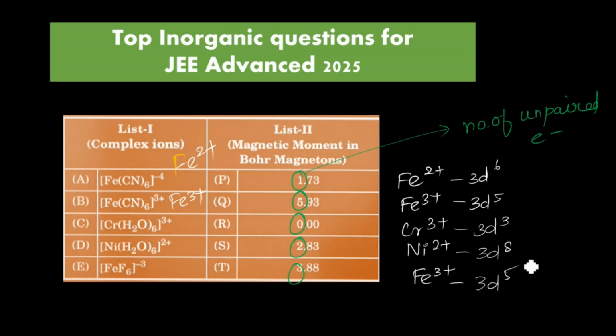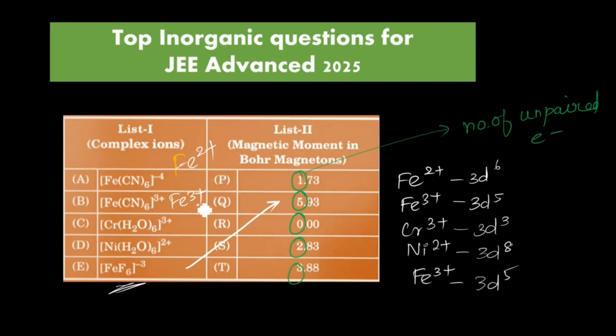Okay, so which has the highest number of unpaired electrons? Obviously among these, the fluoride ligand is a weak field ligand, so it will not undergo pairing. So 5 to Q. So this one to here. Remaining, what do we have? Another 5 electrons are there in Fe3 plus with the cyanide ligand, that is a strong field ligand, so it can undergo pairing, and the remaining 1 electron will be there.